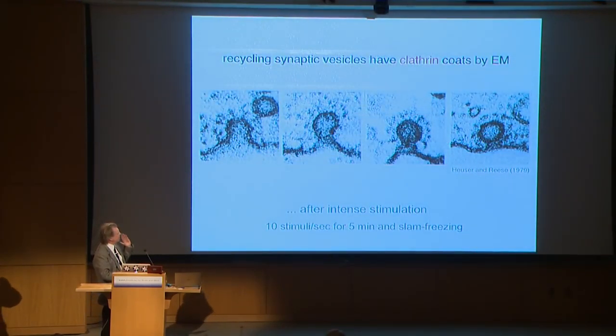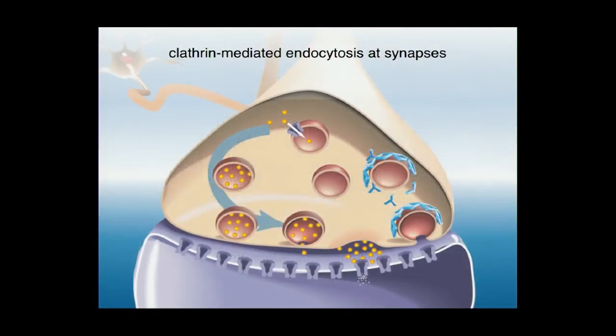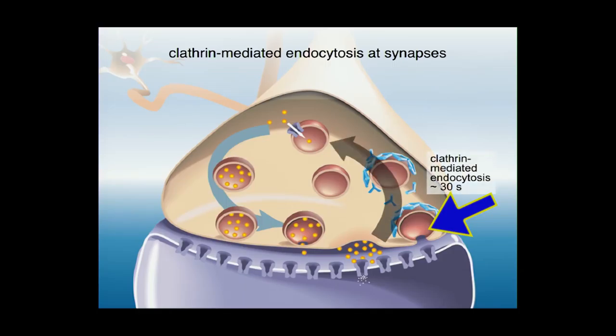When they looked at cross sections, they saw that these invaginations were coated with this electron dense material, and it had been seen before. This is clathrin. And so they now were able to say that at synapses, after stimulation, vesicles or membranes that are lost to the plasma membrane are recycled via this clathrin-mediated process, and the process is rather slow. It takes about 30 seconds.